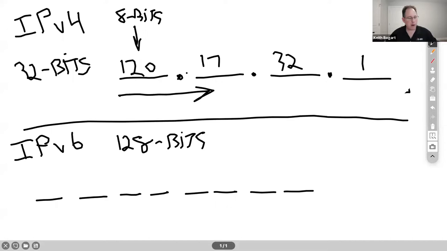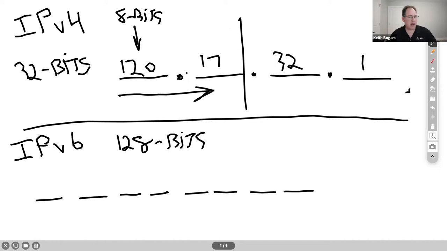So for example, maybe my network is 120.17, which means if that's my home Wi-Fi network, my smart TV that has an IP address, my smartphone that's connected via Wi-Fi, my laptop that's connected via Wi-Fi, everything on my Wi-Fi network, when it gets an IP address, the first two numbers will be the same: 120.17. That represents all the devices on my network.